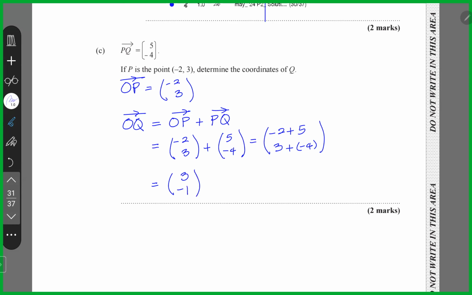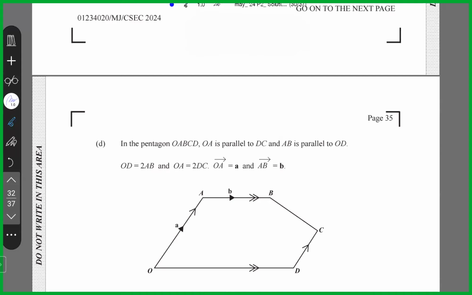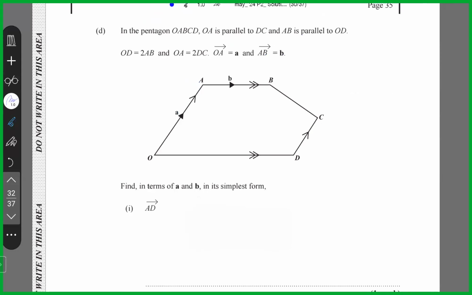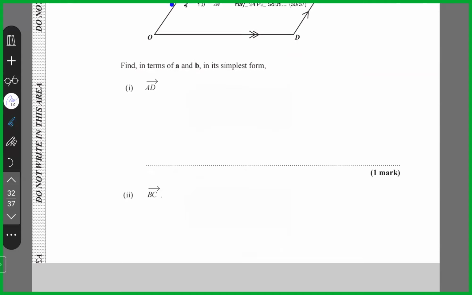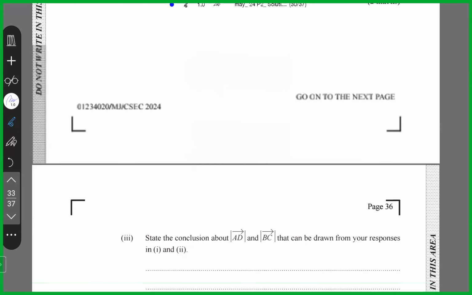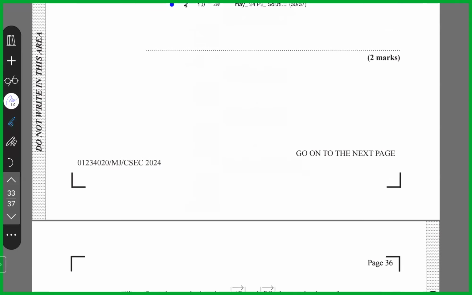3 plus minus 4 is minus 1. Therefore, Q is the point 3, minus 1. OQ is the position vector of Q, and the position vector and the coordinates have the same value. D, which I'm guessing is the last part of the question. It has 3 parts, but it's the last part of the question.